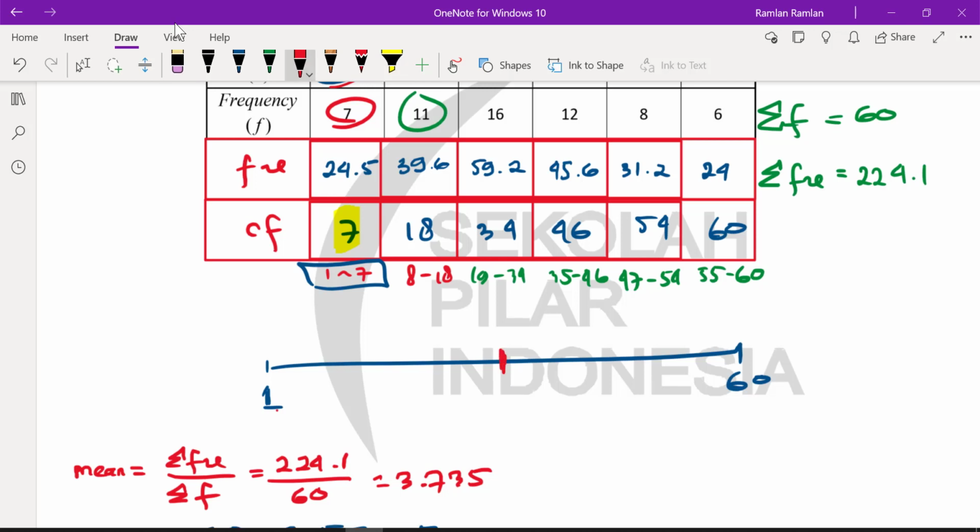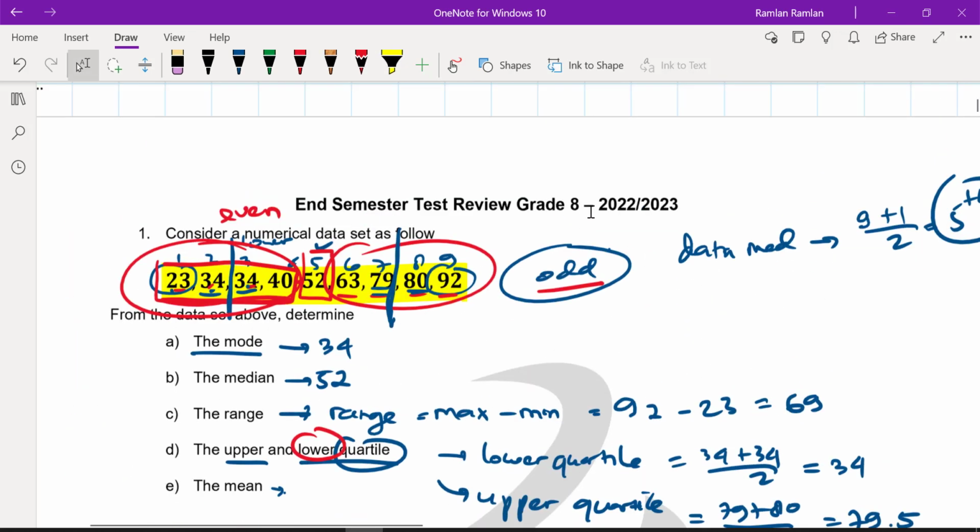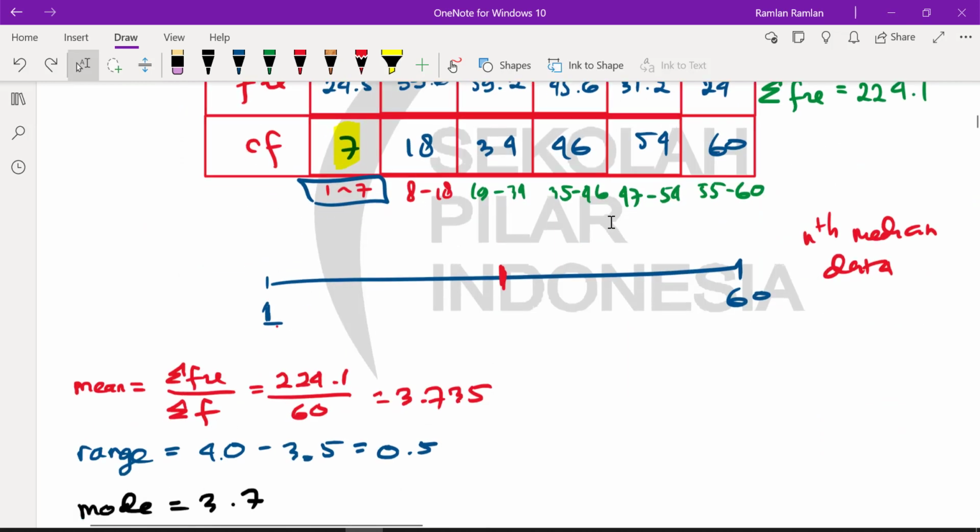Okay, so for this one, actually this is my own method, but if you have another method, it's fine. I'm gonna call it the nth median data. The nth median data is actually the same thing as we did over here, guys, like this one here, 9 plus 1 divided by 2: just add 1 to the number of data and then divide by 2. Since we have 60 of them, the nth median data will be equal to 60 plus 1 divided by 2, and if I add that, that will be 30.5.